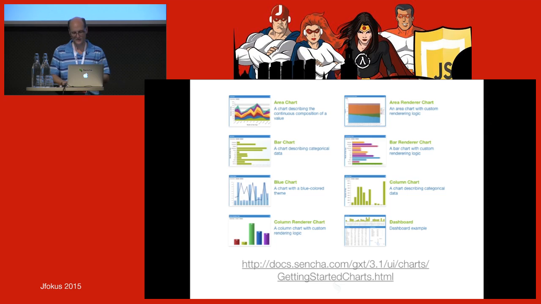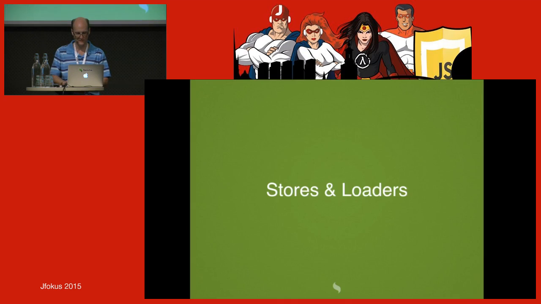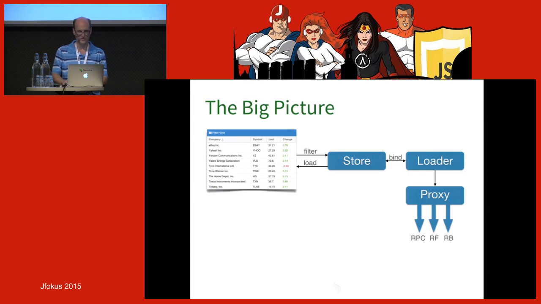We have a whole lot of charts. I talked a little bit about those earlier. And then stores and loaders is the last component of GXT that I'll talk about. This is the basic model of how it works in case you decide to start developing with it: your widget will be attached to a store. The store is a model object that actually holds all the data, and you filter by way of the store rather than directly on the widget itself.